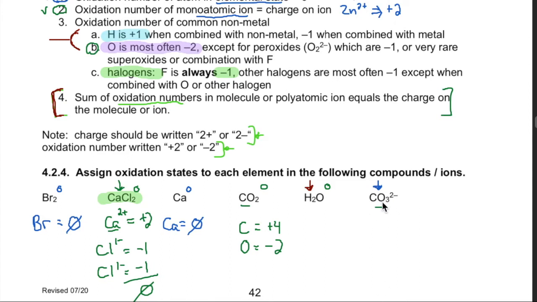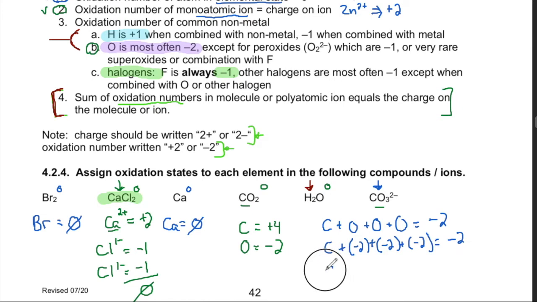Let's do the same thing for the carbonate ion. So this time all the oxidation numbers are going to add up to -2 because it has a charge of -2. So carbon plus oxygen plus oxygen plus oxygen equals -2. So we have carbon, -2, -2, -2 is -2. So this comes out to be carbon -6 equals a -2, which again brings us a compound where carbon is a +4.